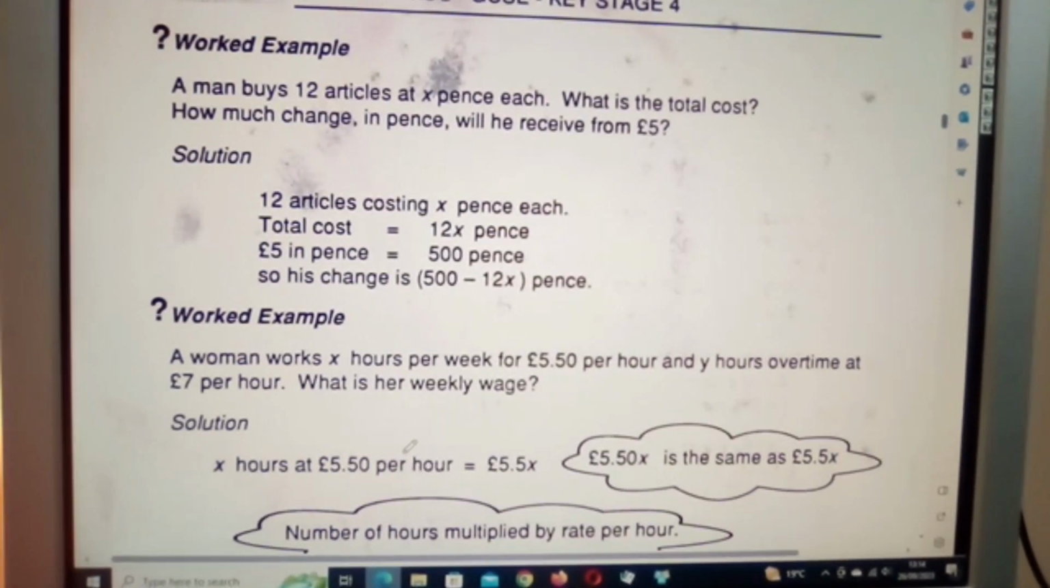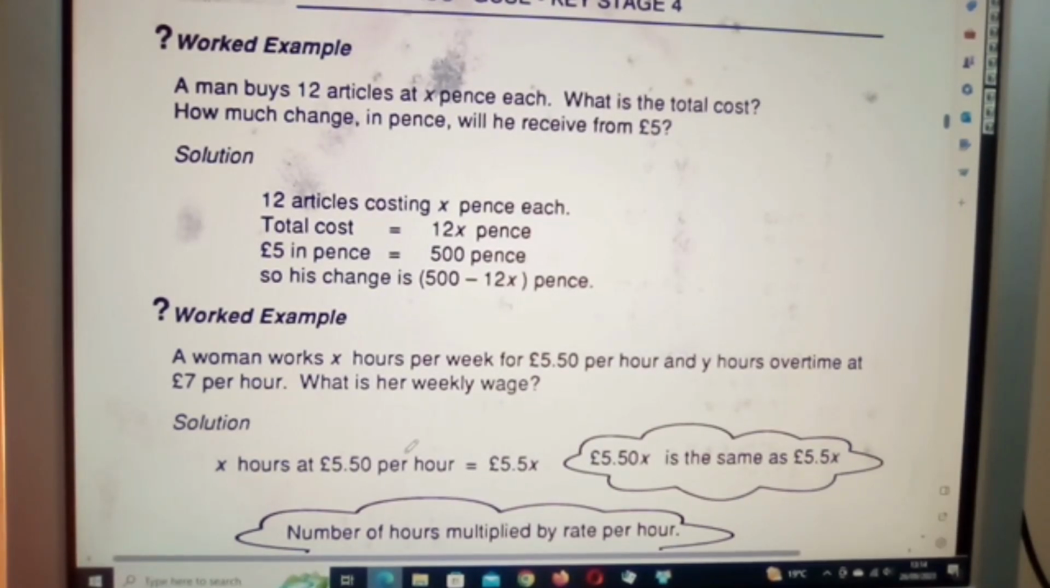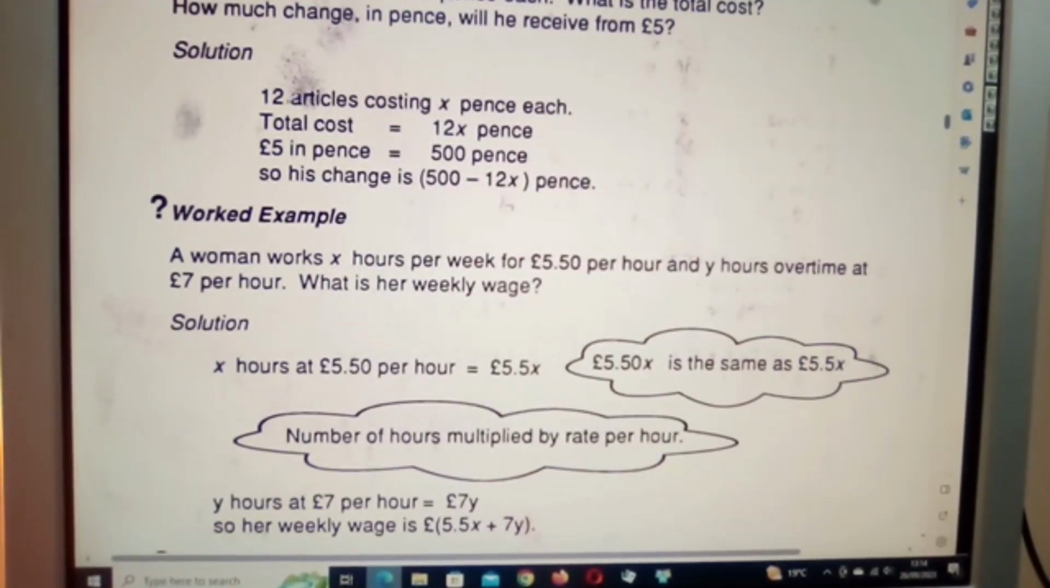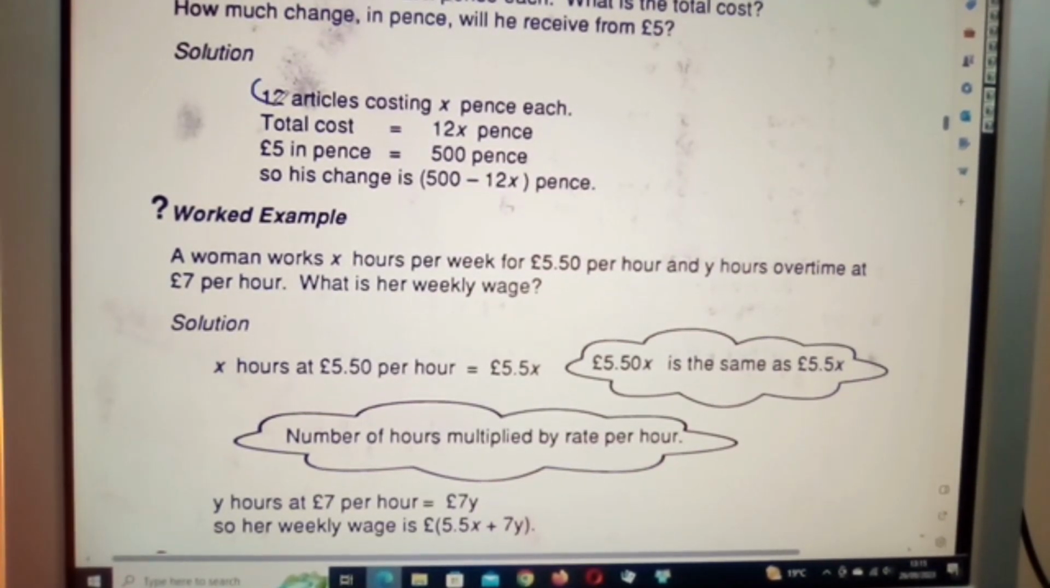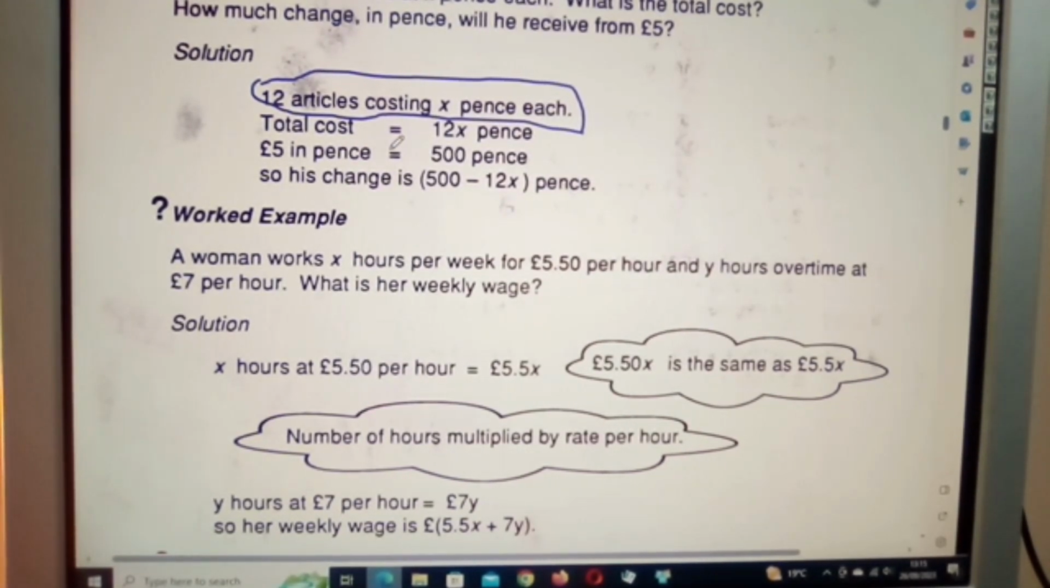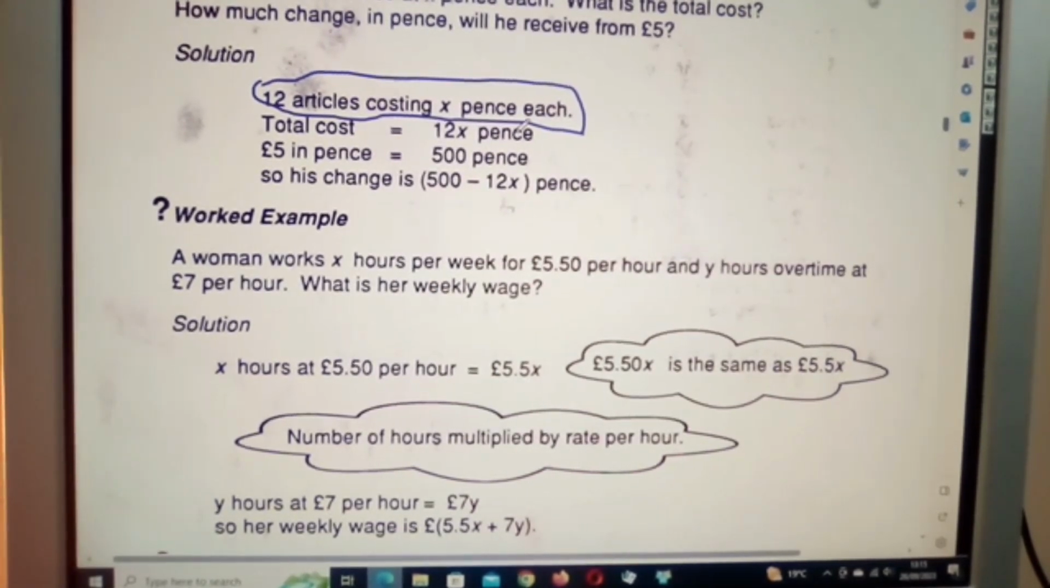And a worked example. A man buys 12 articles at x pence each. What is the total cost? How much change in pence will he receive from £5? Solution. Extract your information first, okay? Total cost equals 12x, because we don't know what the pence was, but it's 12x pence, okay?